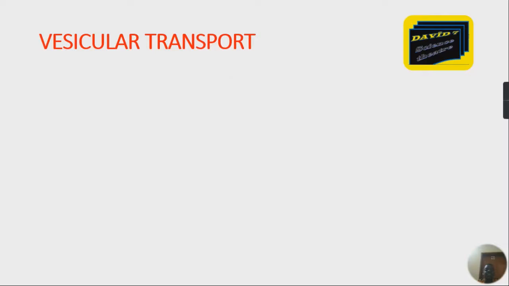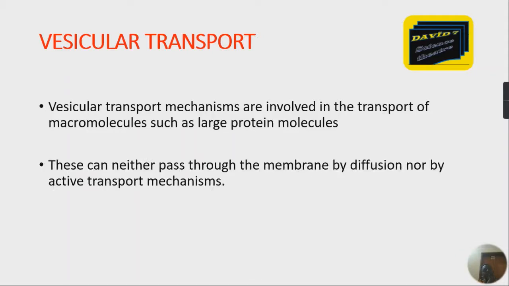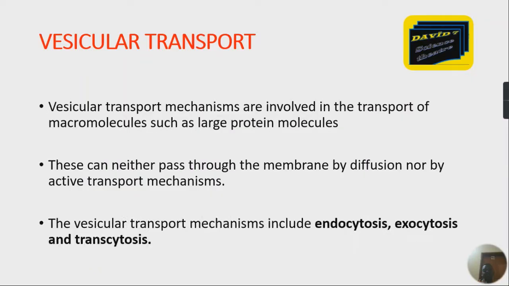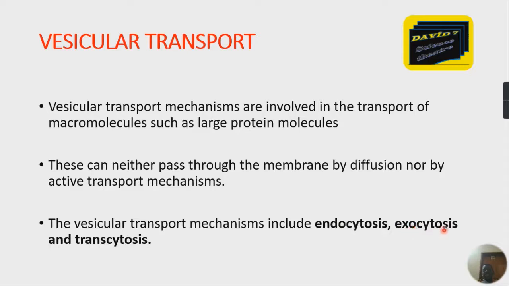Okay. So vesicular transport. There are mechanisms which are involved in the transport of macromolecules such as large protein molecules. These can either pass through the membrane by diffusion or by active transport mechanisms. Therefore, the vesicular transport mechanisms will include endocytosis, exocytosis, and transcytosis. These are the three important mechanisms of vesicular transport. We're going to talk about each and every one, but the major point is that these molecules being transported are large molecules, and they can either pass through the membrane by diffusion or by active transport mechanisms.